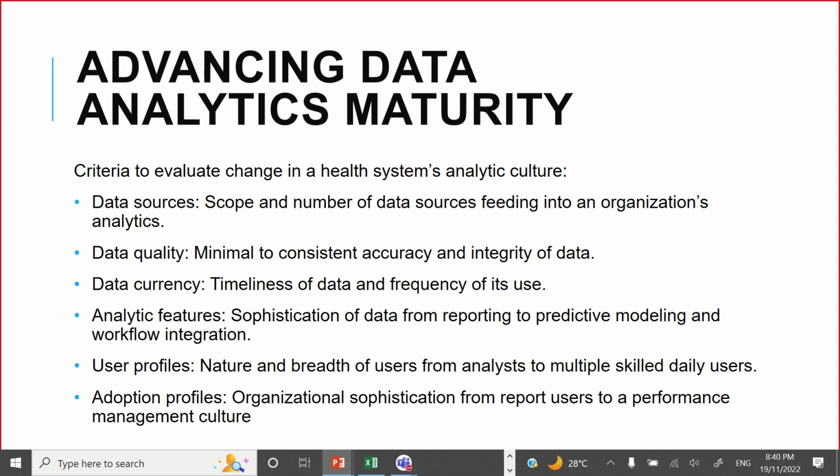So there are models or criteria to evaluate change in health system analytics culture and how we are developing. And they always look at those elements when evaluating that. They look at the data sources. So as an organization, what's the scope and the number of data sources that feed into the organization's analytics?